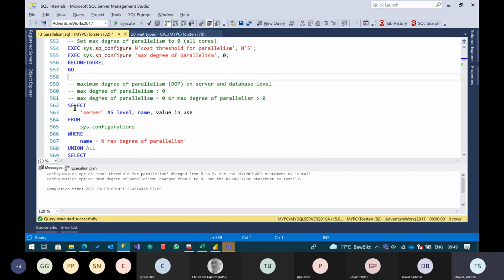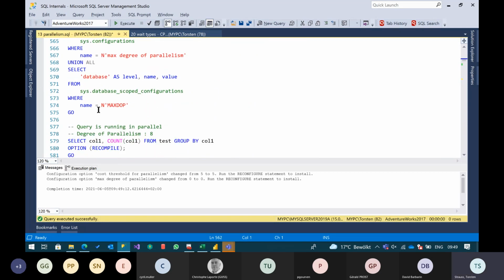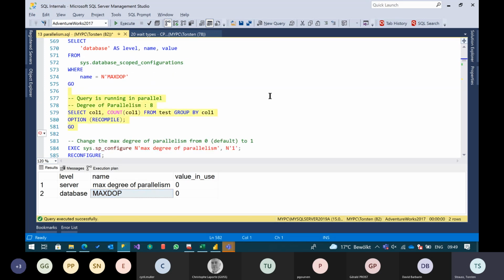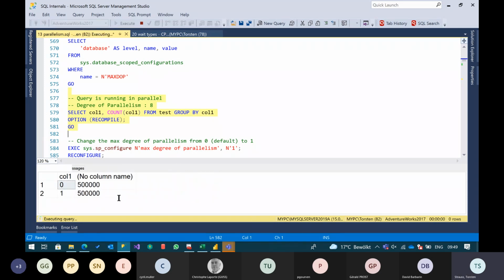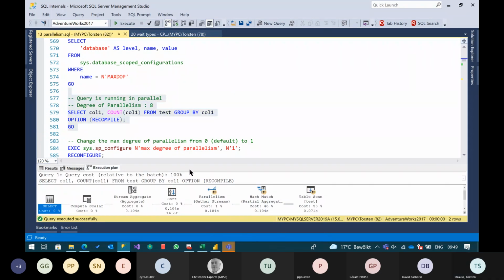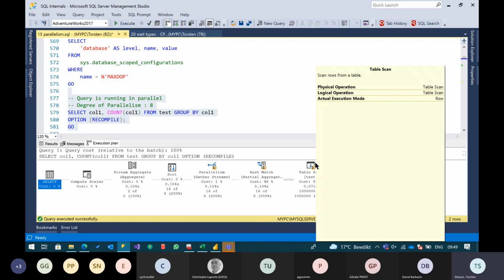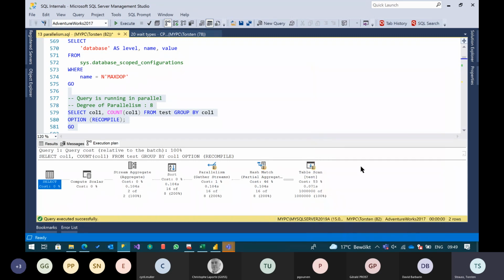Perfect. So just to make sure that everything is running, I can double check. Maximum degree of parallelism is set to 0. Max DOP on database level is also set to 0. And when I now execute this query, it's a very easy one. I'm just counting the records. You can see I got a plan. So the plan is running in parallel. You can see parallelism here. So parallelism starts here.